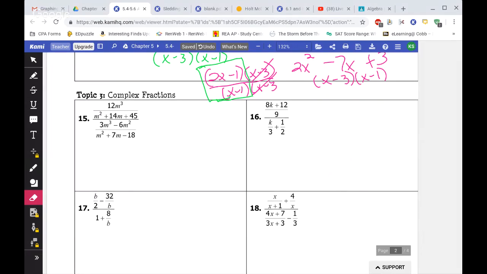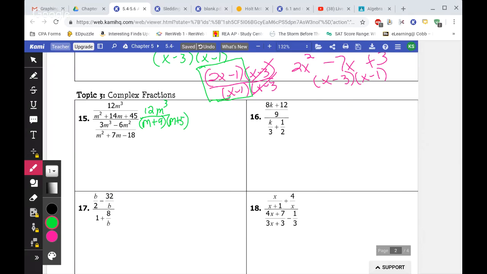Okay, number 15, complex fractions. Basically, it's just a division problem. So you'll keep the first one. And I'm going to go ahead and factor it. Two factors that multiply together to give me 45 that when I add them give me 14. That's 9 and 5. And so on this, I'm going to flip it to its reciprocal because this is really a division symbol. So this is now going to be on the top. So I'm going to factor it while I'm doing it.